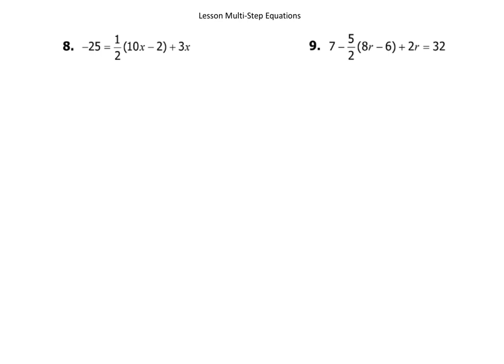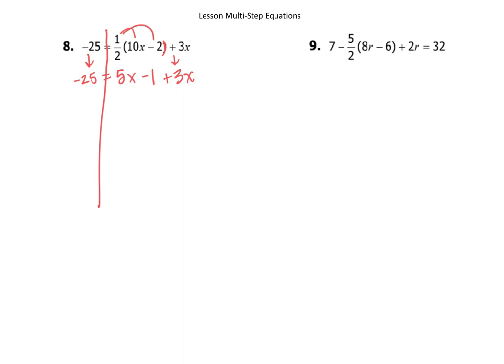Okay, number 8, we have negative 25 equals 1/2 times 10x minus 2, and then plus 3x. So working left to right, we're going to bring down our negative 25, he's on his own, and we're multiplying 1/2 into 10x and negative 2. So 1/2 of 10x would be 5x, half of negative 2 is negative 1. We're done multiplying when we hit that closing parenthesis, and we bring down positive 3x.